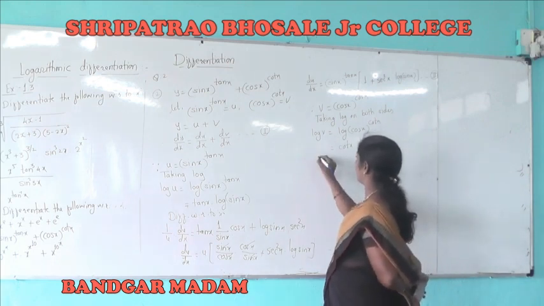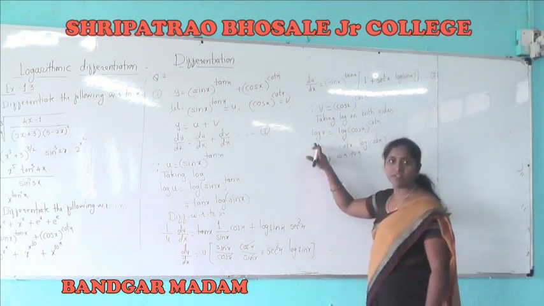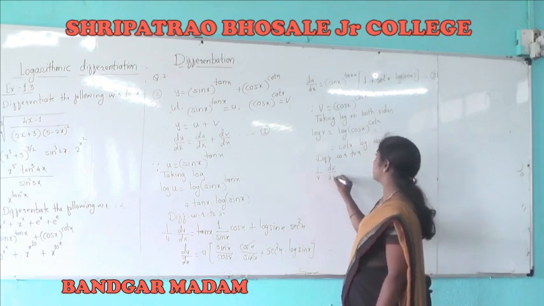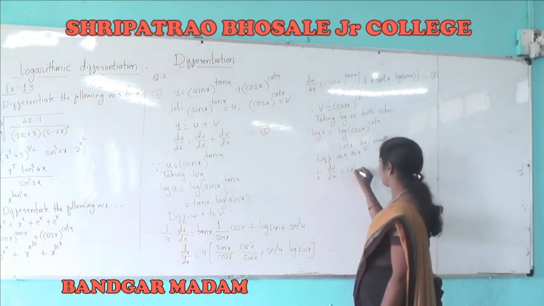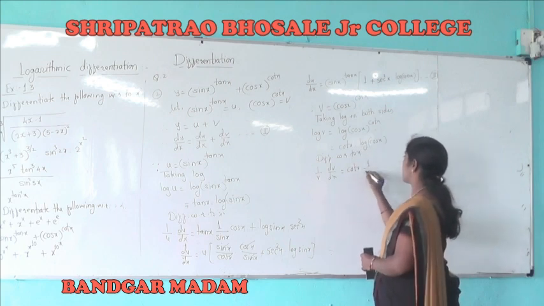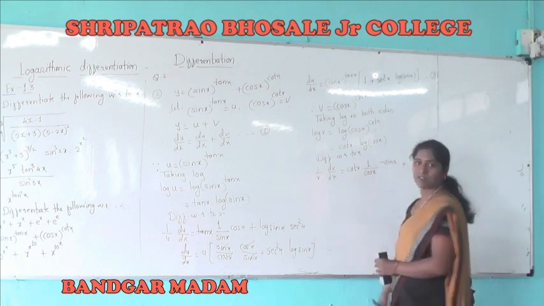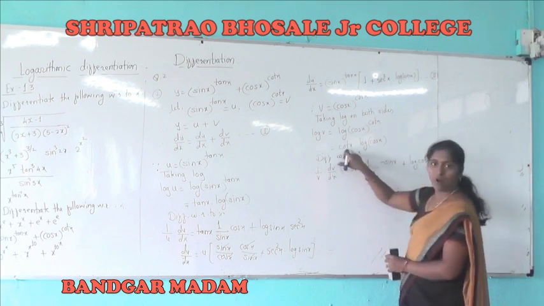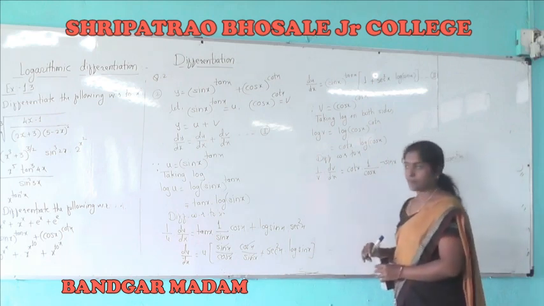Now we differentiate with respect to x. The derivative of log v is 1 by v into dv by dx, which is equal to, by the product rule, cot x as it is, times the derivative of log of cos x, which is 1 upon cos x into the derivative of cos x, minus sin x, plus log of cos x as it is, times the derivative of cot x, which is minus cosec square x.